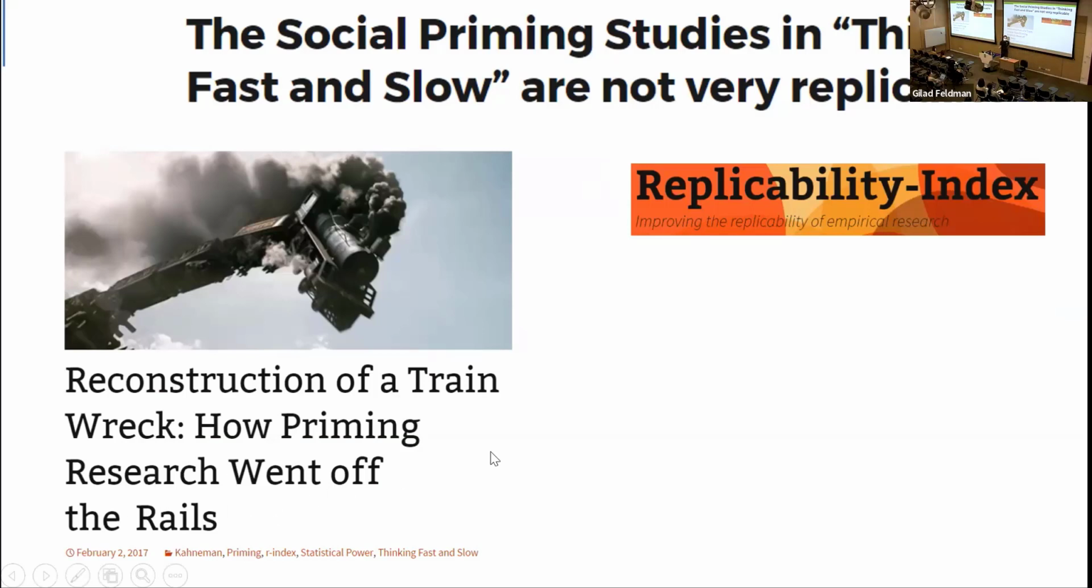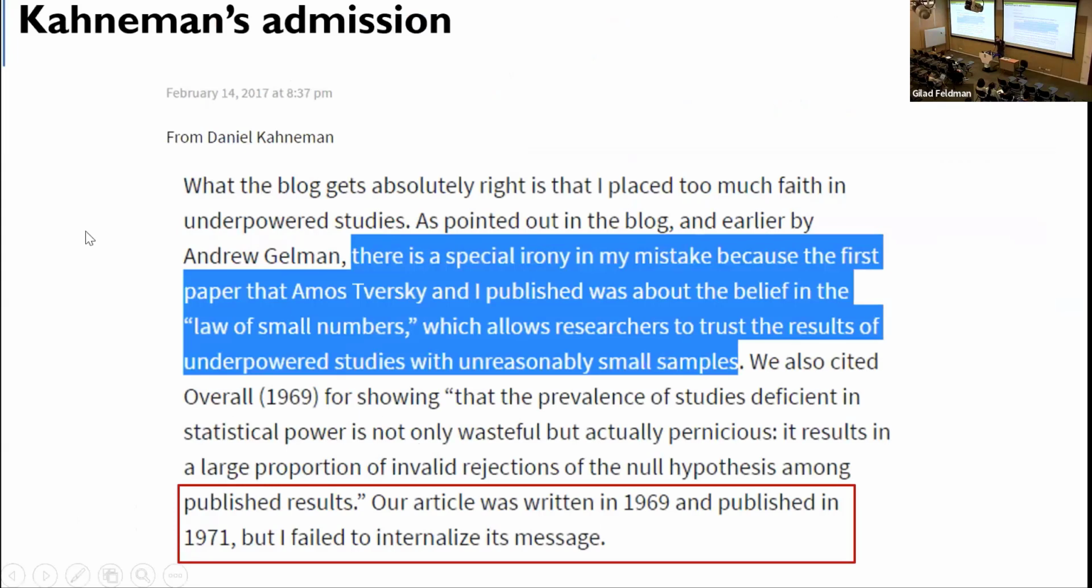Now, the amazing thing is that Uli is known to people like me in the open science community, but he's not well known worldwide. So to everybody's amazement, an 80-year-old plus Daniel Kahneman went on the guy's blog and wrote this comment. 2017, Daniel Kahneman: what this blog gets absolutely right is that I place too much faith in underpowered studies.